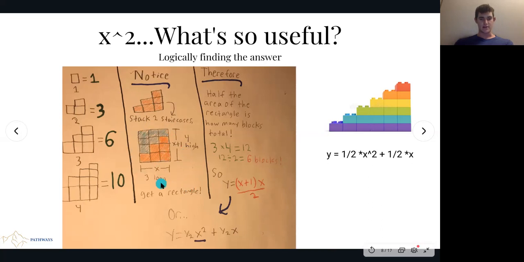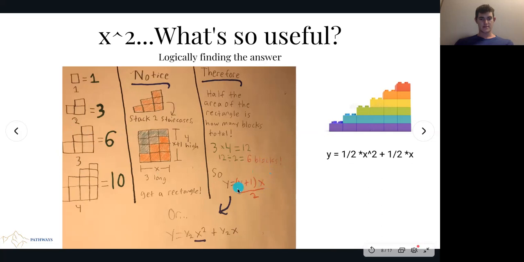So in our equation, if we say the height of the staircase is x, it's also the bottom here. And then, as you can see, 1 higher than the height of the staircase, x plus 1, is going to be this side. If you multiply those two together, you're going to get the total area, and then half that total area is how many blocks are in the staircase. So in this example, 3 times 4 is 12. 12 divided by 2 is 6 blocks. Look at that.